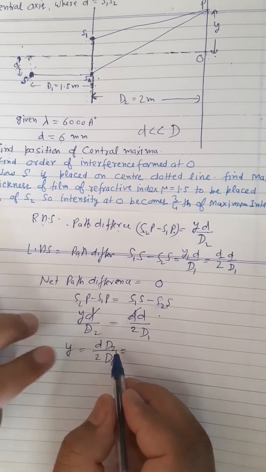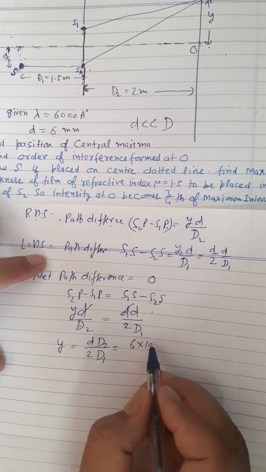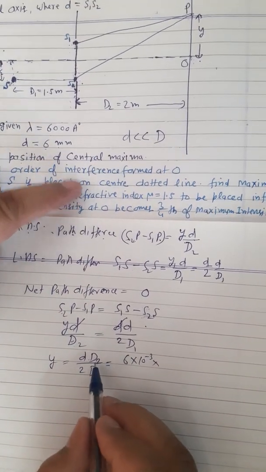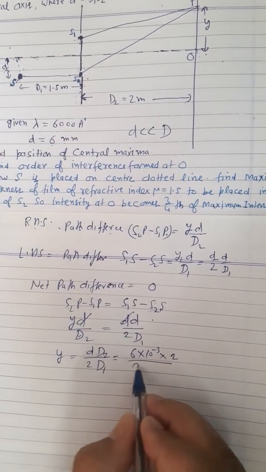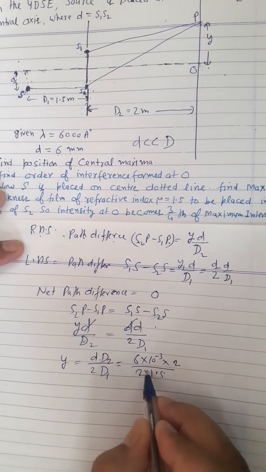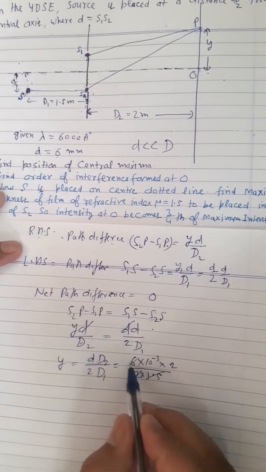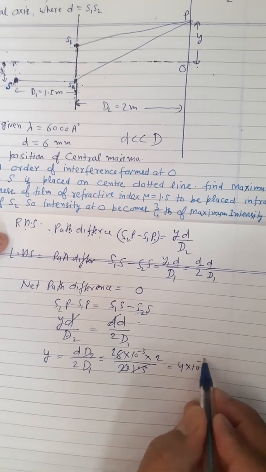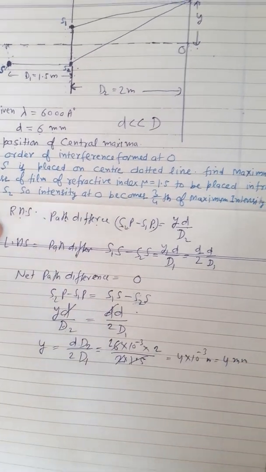What have they given? Small d they have given 6 mm, which is 6 into 10 raised to minus 3. D2 they have given 2 meter, and 2 D1 is 2 into 1.5, which is 3. Solve it: so that is 4 into 10 raised to minus 3 meter, or 4 mm.